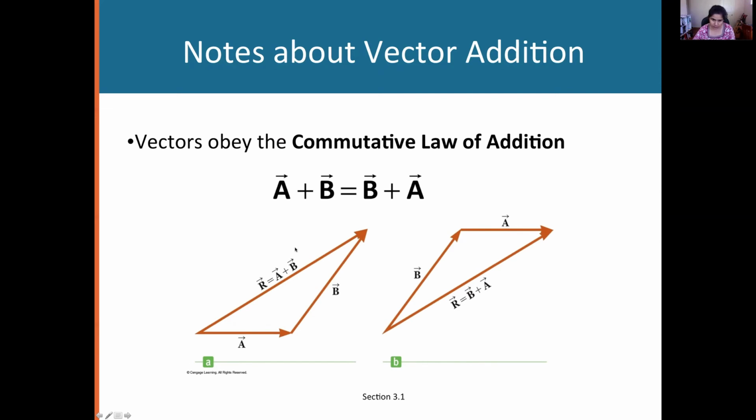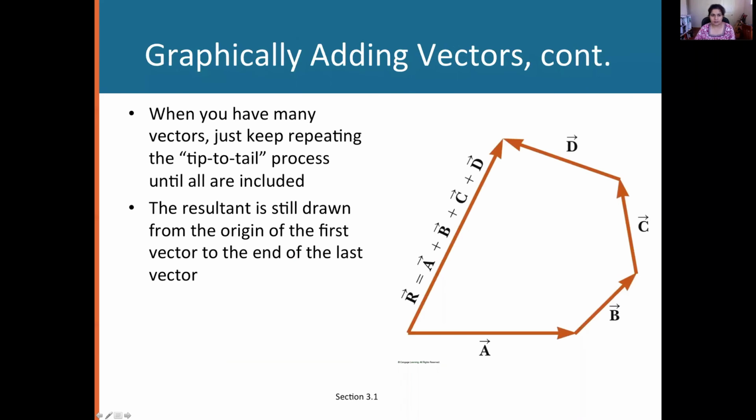And look at these two resultant vectors. Can I pick one up and put it here without changing its direction or magnitude? Yes, indeed I can. So they are the same vector.